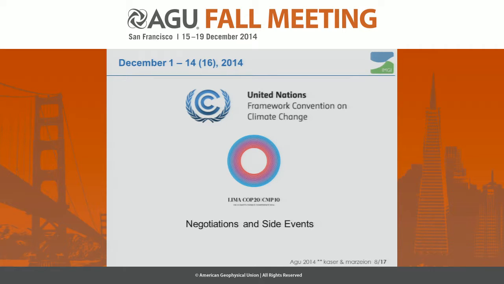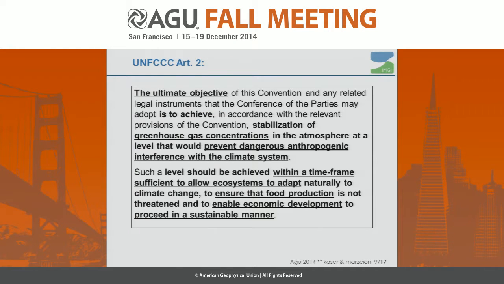Where most of the negotiations took part, and that was highly interesting, and I decided to tell you about it, because the media did report in an entirely wrong way about what happened there. And just to give you a little bit of background, the ultimate objective of this UNFCCC convention is put down in its Article 2, and it says it is the stabilization of greenhouse gas concentrations to prevent dangerous anthropogenic interference with the climate system.